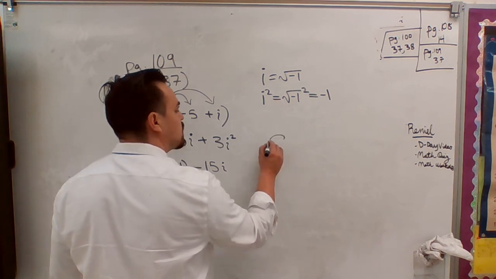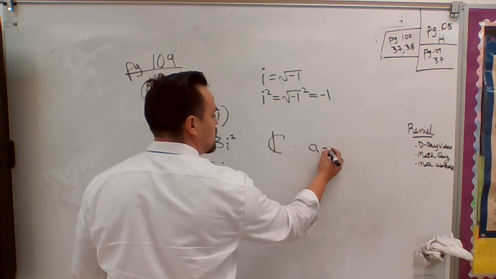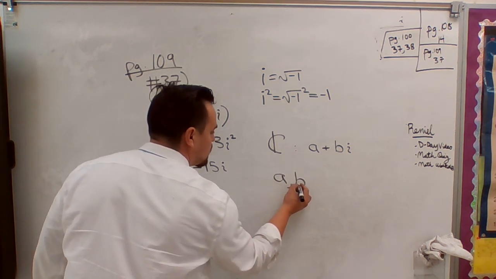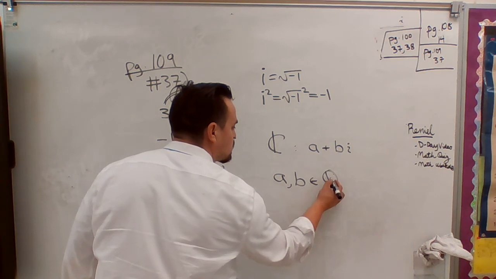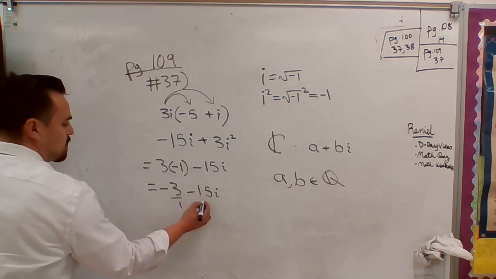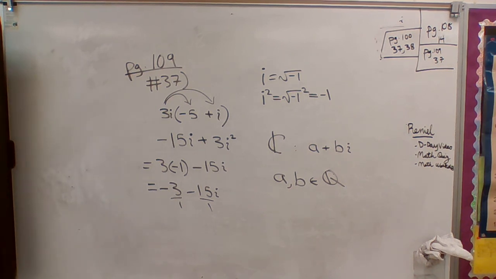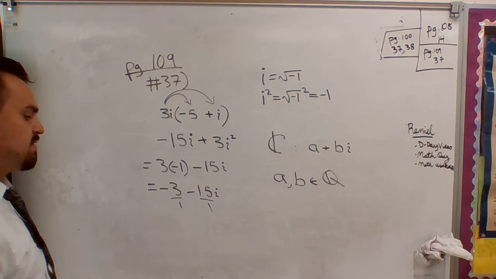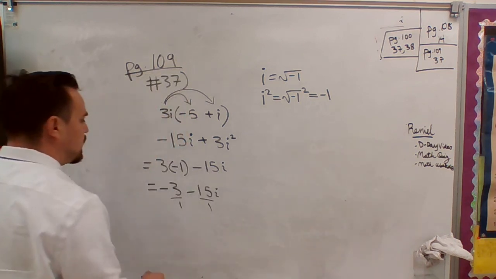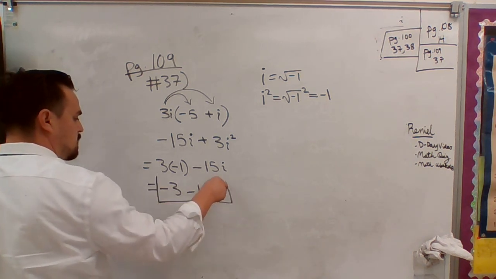The standard form for a complex number is going to be a plus bi, where a and b are both rational numbers. Negative 3 is rational because it's negative 3/1. Negative 15 is rational because it's negative 15/1. So that's page 109, number 37. And just to clarify so that it's clear, this is the answer right there.